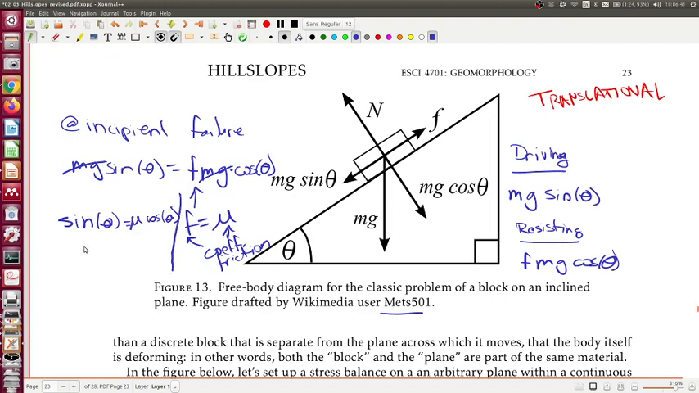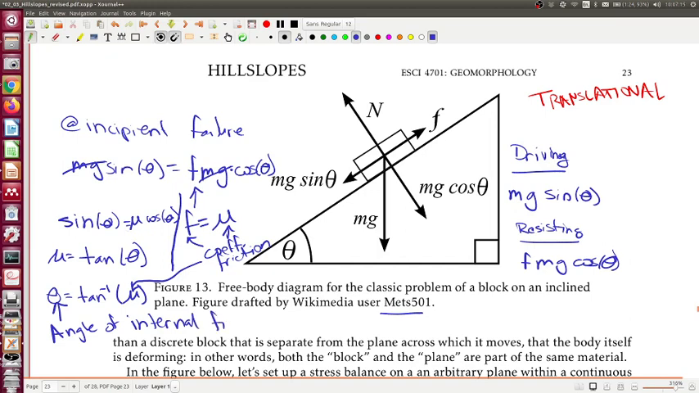Then what we can say is that mu is equal to sine theta over cosine theta, which is equal to tan theta. And therefore theta is equal to tan inverse, or arctan, of mu. This is the coefficient of friction, and what we can call this is the angle of internal friction. And you might be wondering why I said internal, because this is actually external in this example.